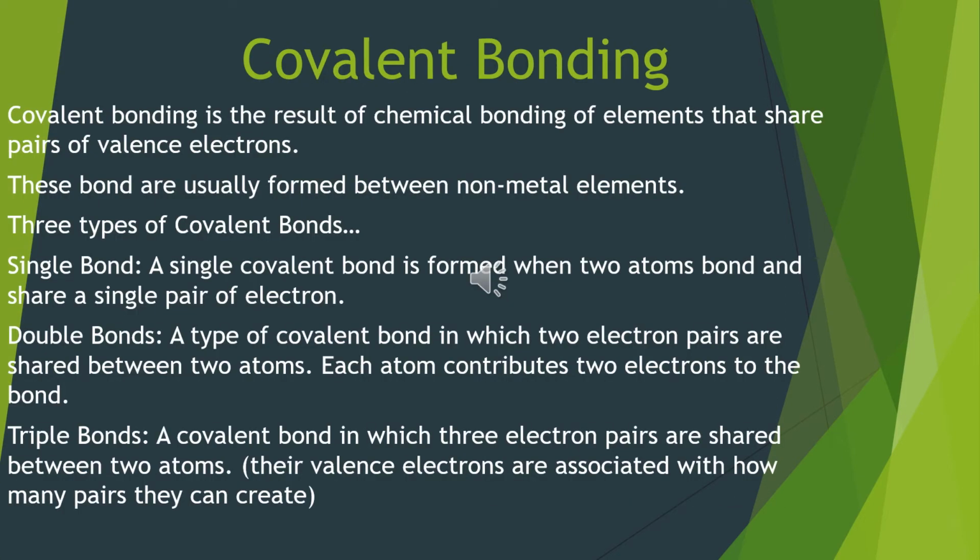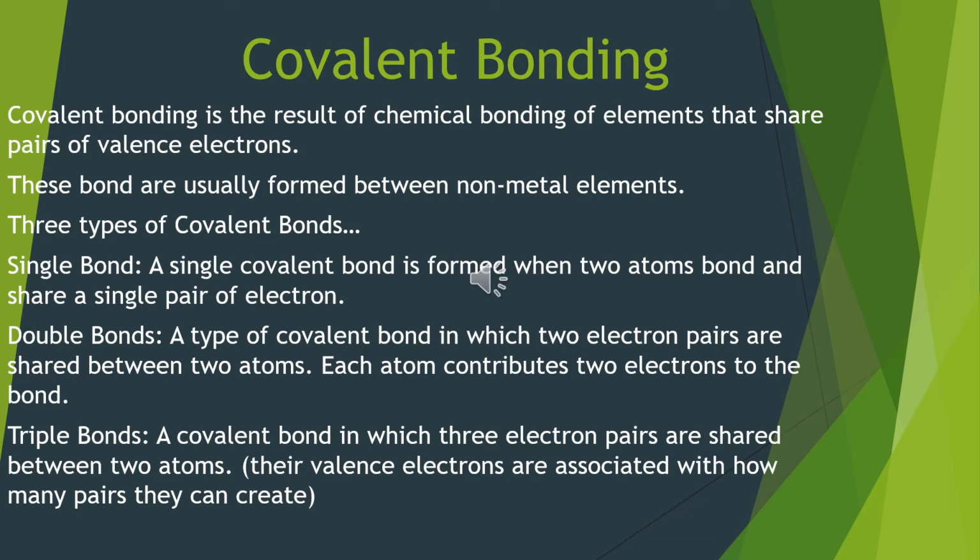Now, I am going to discuss about covalent bonding. Covalent bonding is the result of chemical bonding of elements that share pairs of valence electrons. These bonds are usually formed between non-metal elements. There are three types of covalent bonds: single bond, double bond and triple bond. Single bond. It is formed when two atoms bond and share a single pair of electrons.